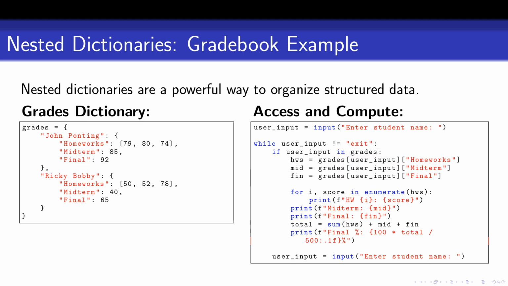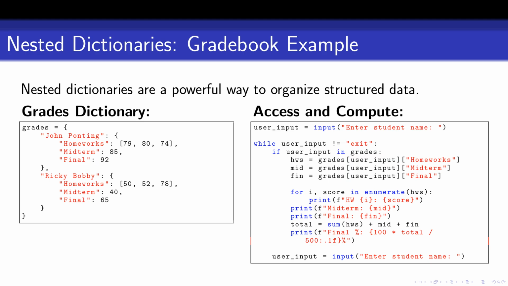Nested dictionaries also allow for modeling more detailed records, like a gradebook. In this example, each student maps to a dictionary that includes lists of homework scores and values for midterm and final exams. The program prompts the user for a name and, if found, prints out each homework score, the midterm, and the final, then calculates a percentage based on a total of 500 possible points. This pattern mirrors real-world data systems where each entry contains subfields.